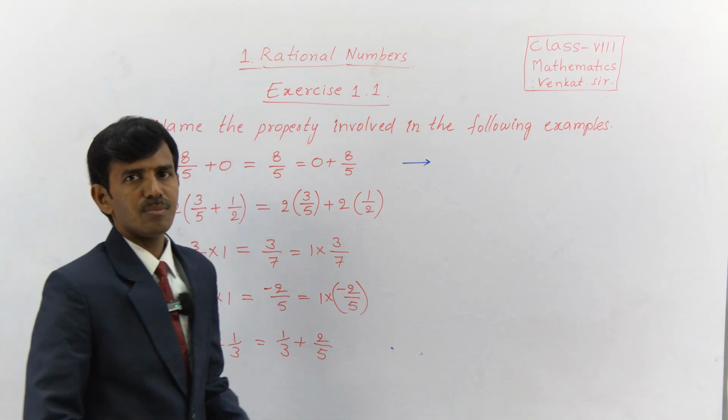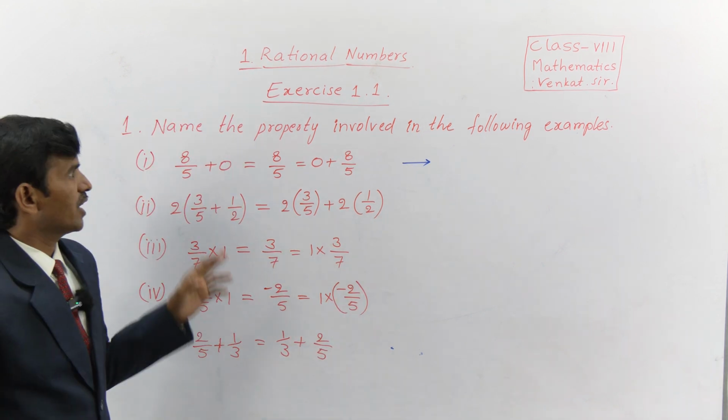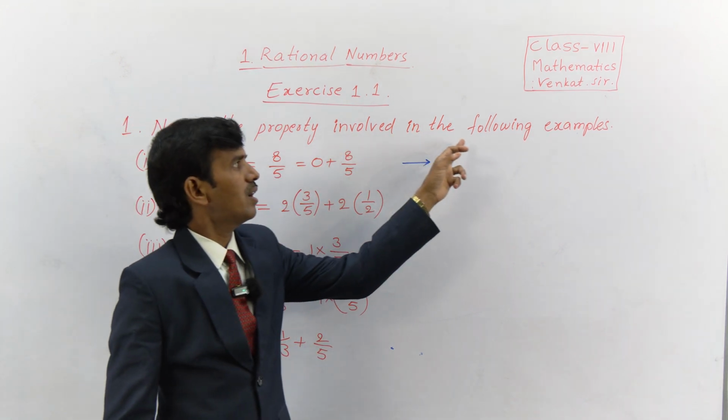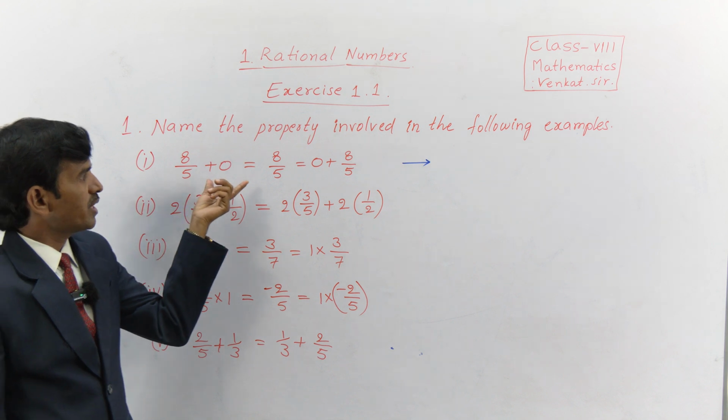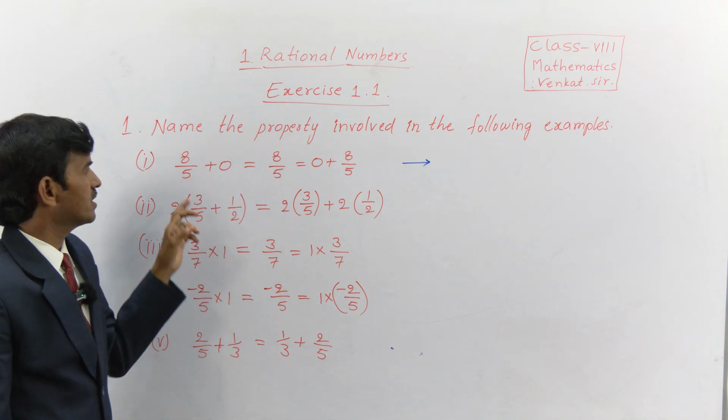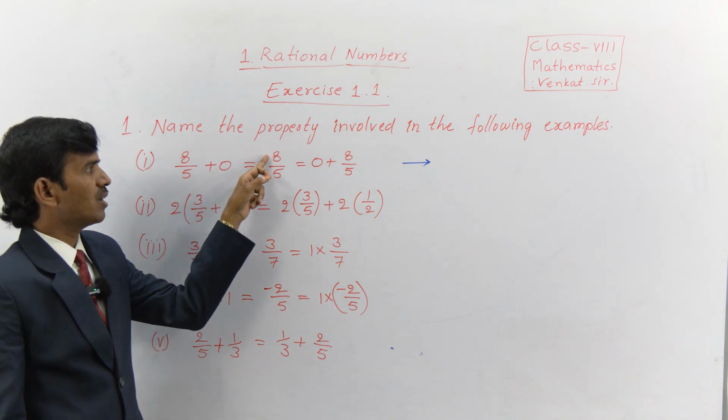Till now we have discussed some properties. Now let us apply them on the given questions. Name the property involved in the following examples. So which property is suitable to the given example? Let us hear. 8 by 5 plus 0 which is equal to 8 by 5.